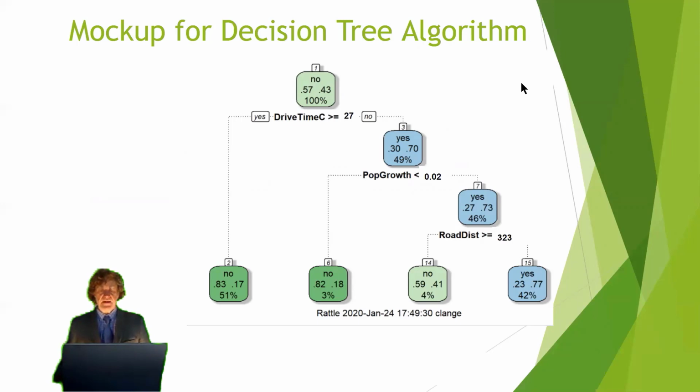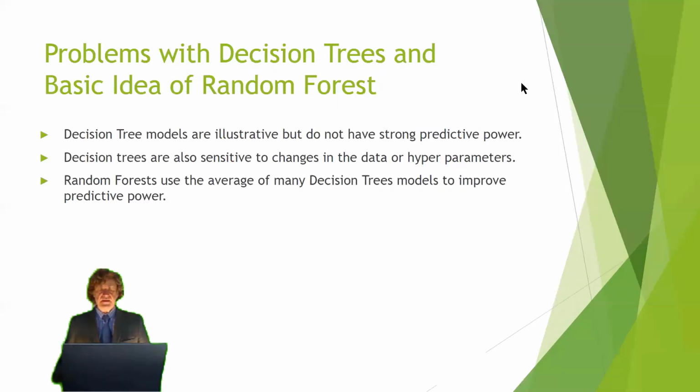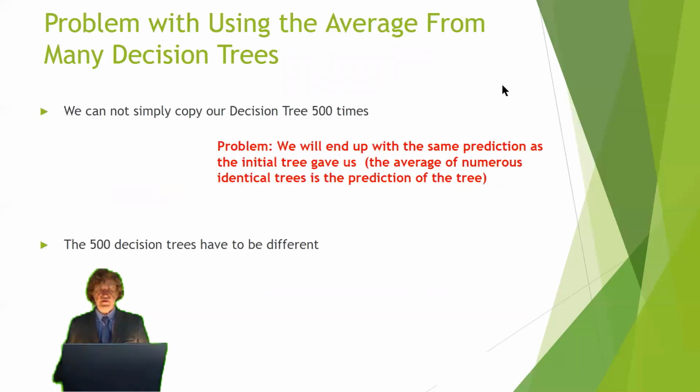However, there are problems with decision trees. Decision trees, although they are very illustrative, are very sensitive when data change. We get totally different decision trees. And also their predictive quality is not very good. What we can do is use a random forest and just use 500 decision trees and hope to increase our predictive quality.